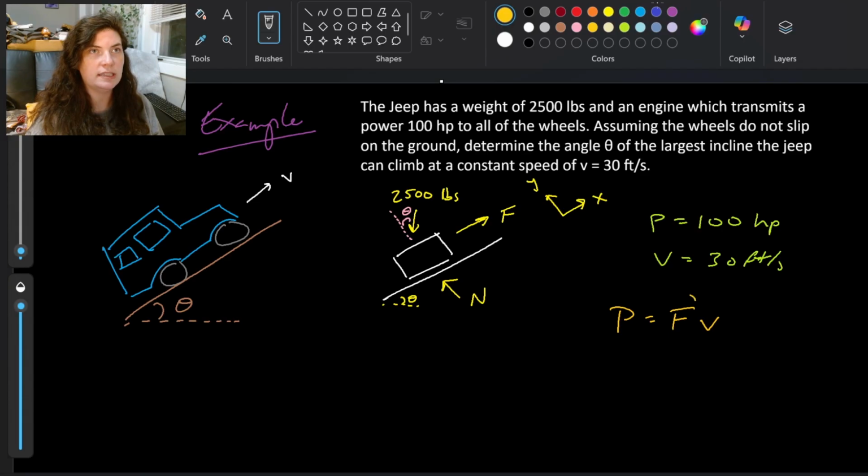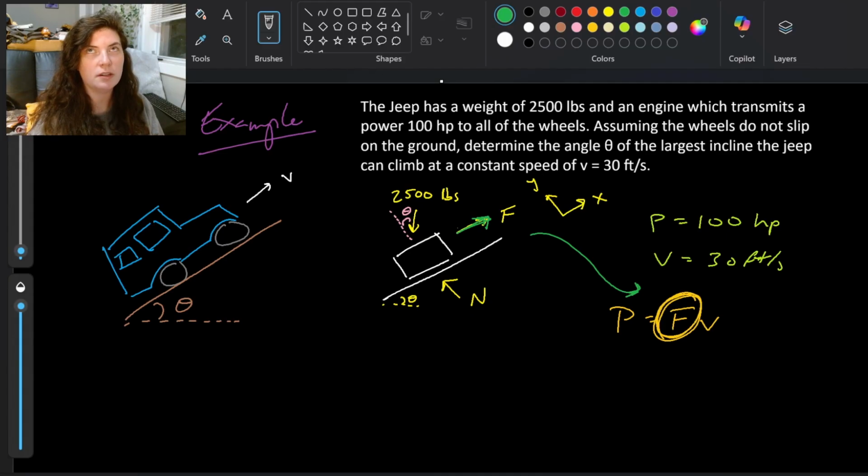So I don't know what this F is. This is really the thing that I need to find. Your F, in our case here, is going to be the F that is propelling it forward. The one that goes with the velocity is going to be this same F. So this F is the same F that goes into this equation: our power equals force times velocity.